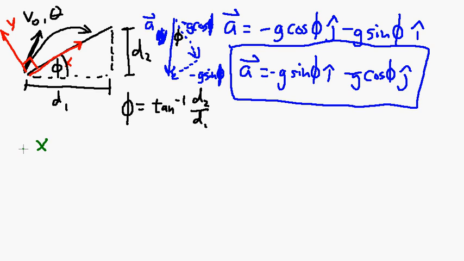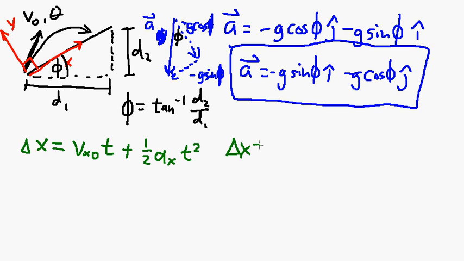So delta x, that's how far we come along this here, is going to equal velocity in x initially, times t, plus 1/2 acceleration in x times t squared. But the acceleration in x is actually negative g sine theta.